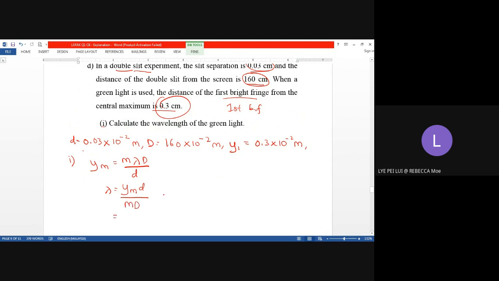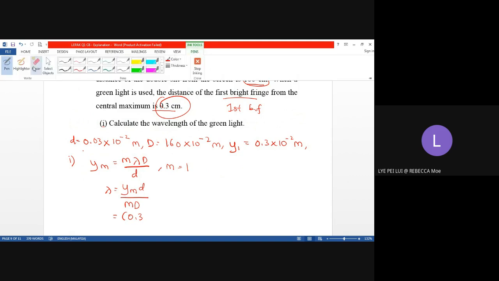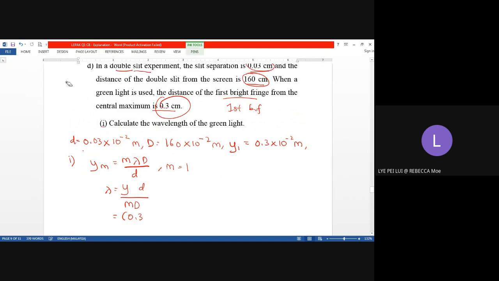We substitute. When our order m equals 1, we cannot substitute 0, we have to put 1 as the minimum. So this one will be 0.3. If you want to put it as y1 straight away, no problem. If you want to substitute as y1, also can, no problem.